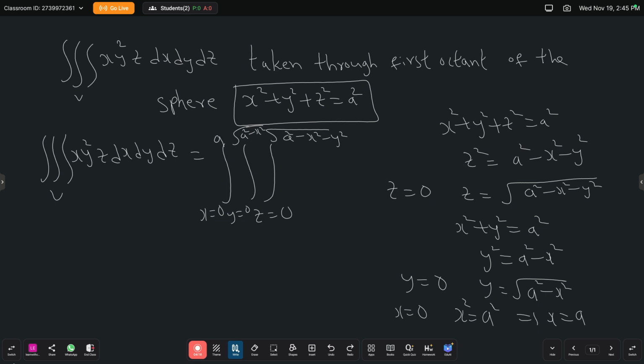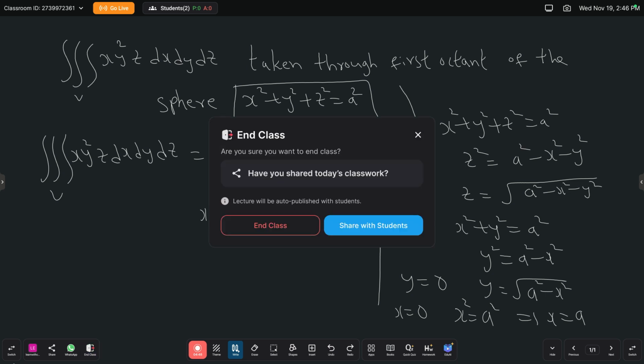So triple integral over V means z from 0 to root a square minus x square minus y square, y from 0 to root a square minus x square, x from 0 to a. Here the integrand is x y square z dx dy dz. Okay. Now we have to evaluate this integral.